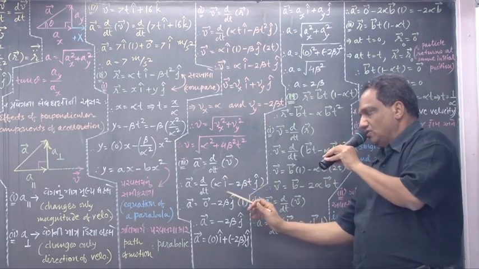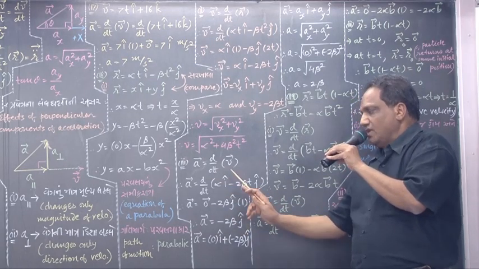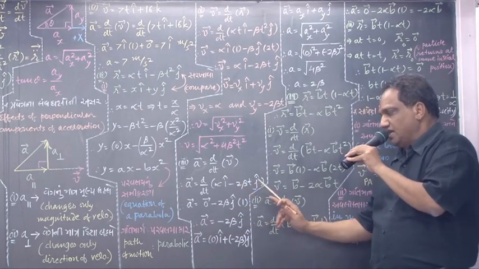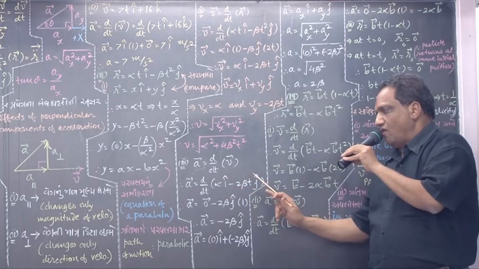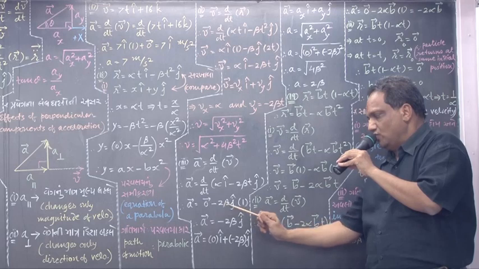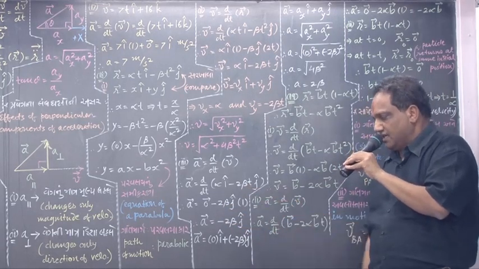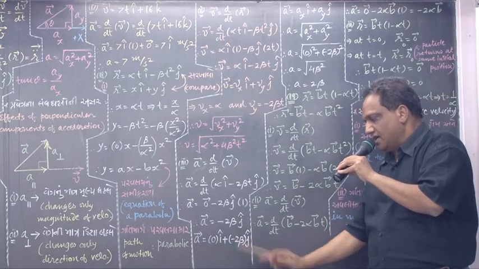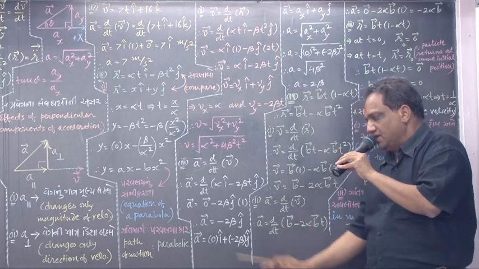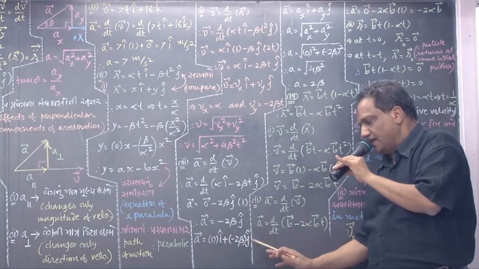Now this alpha i hat part is constant. The derivative of a single constant term is the 0 vector, because here it is a vector, so I am writing 0 vector. Minus 2 beta j hat is constant, d by dt of t is 1, so it is minus 2 beta j hat. Now you can rewrite it as 0 into i hat plus minus 2 beta in bracket into j hat.